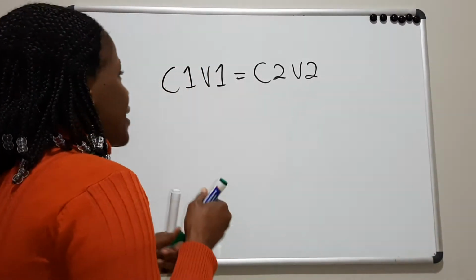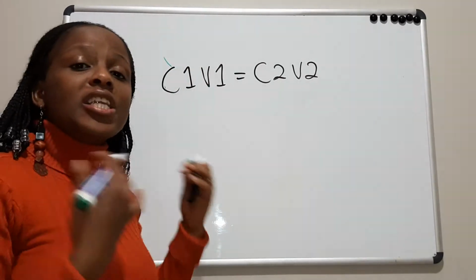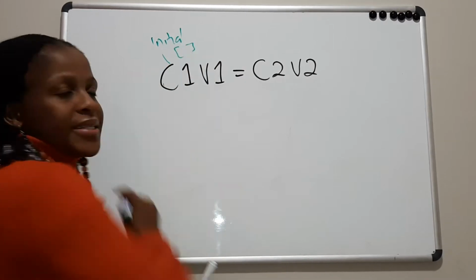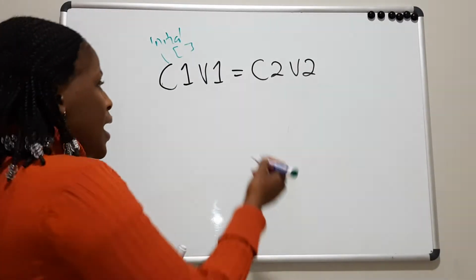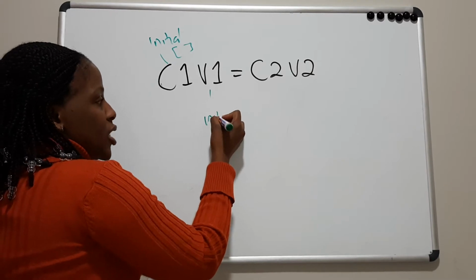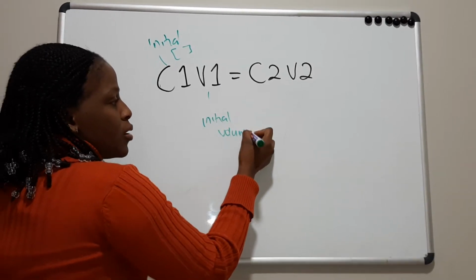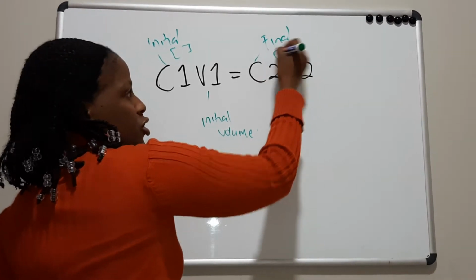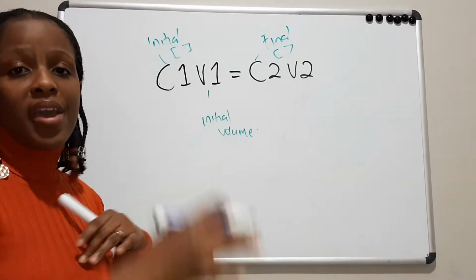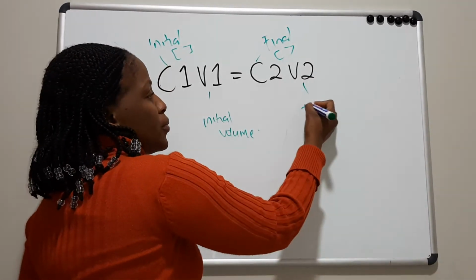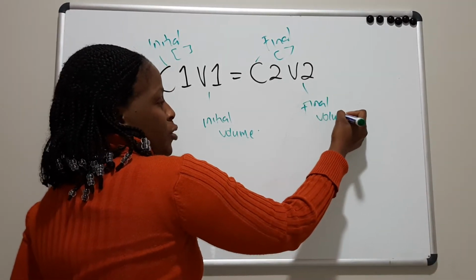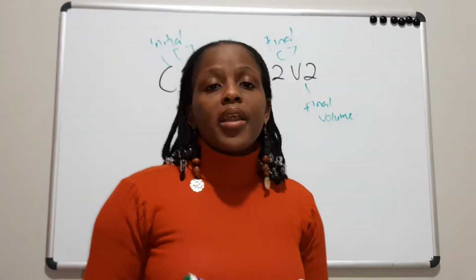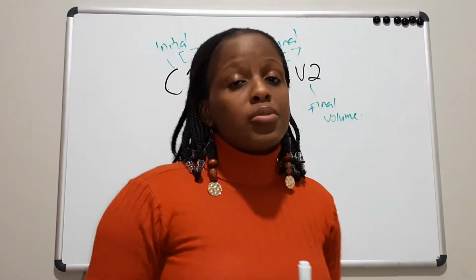What this basically means is that C1 is the initial concentration. I will use that symbol to represent the concentration, and then V1 will be the initial volume, whereas C2 will be the final concentration. So it will be the concentration that you want to have at the end, and then V2 will be the final volume. So it will also be the volume of what you will need or what you will have at the end after preparing that specific solution.